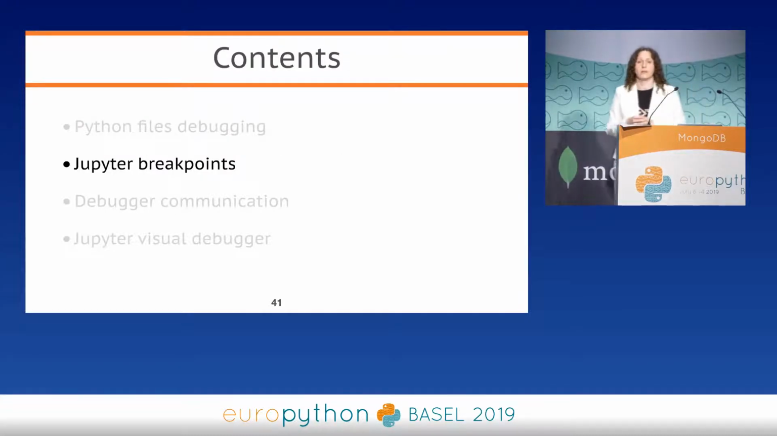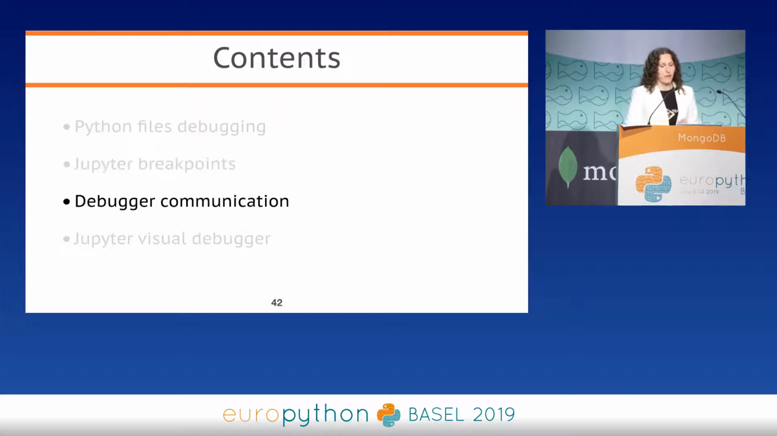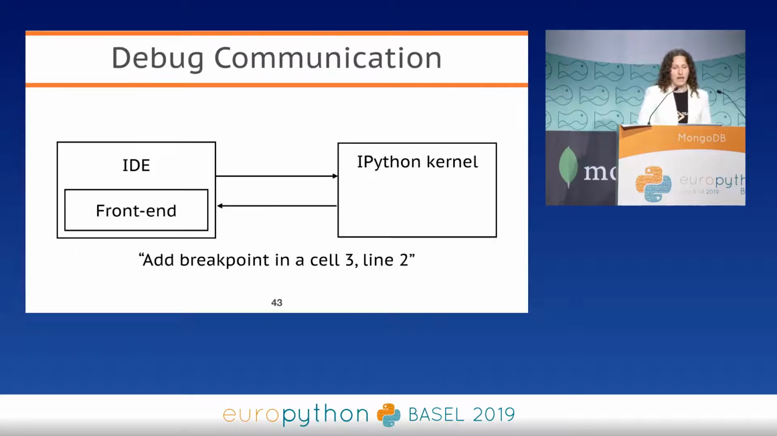Now we know how the IPython kernel works and how we can define source mapping for Jupyter breakpoints. But we still have two separate entities, the IDE and the IPython kernel. And they should be able to communicate somehow. As I've already said, we have an IDE instance with its custom Jupyter front-end implemented there, and the IPython kernel, which executes our commands.